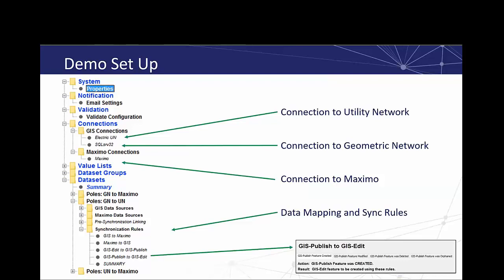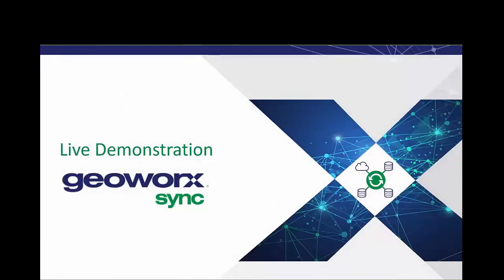Because we synchronize 2 geodatabases, in this version of GeoWorx Sync, we've named those GIS Publish and GIS Edit. So we're synchronizing between the GIS Publish and the GIS Edit geodatabase. For all practical purposes, the GIS Publish is the utility network and the Edit is the geometric network. Paige will clarify that as she goes through. But when she talks about Publish to Edit, Edit to Publish, we're really talking about synchronizing the utility network geodatabase to the geometric geodatabase and vice versa. So with that, I'll turn it over to Paige to go through the demonstration.